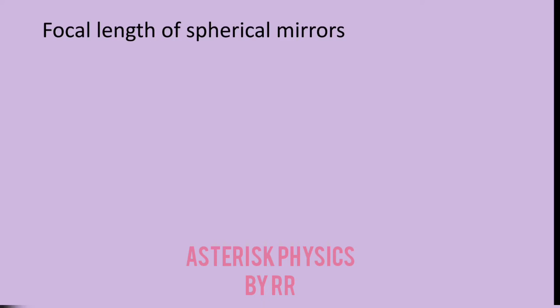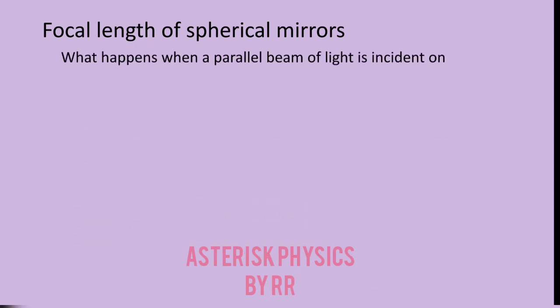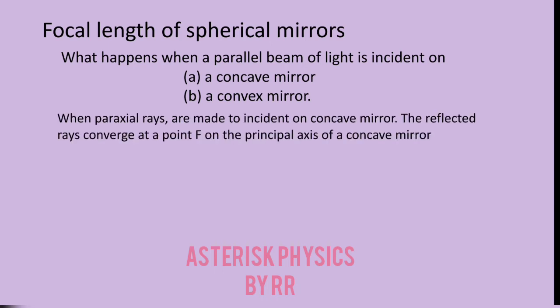Now, the focal length of a spherical mirror, another important aspect. For that, let us see what happens. A parallel beam of light is made to be incident on a concave mirror and a convex mirror. When paraxial rays are made to be incident on a concave mirror, paraxial rays means those rays which make a very small angle with the principal axis, or those rays which will be incident at points very near to the pole of the mirror. Such rays are called paraxial rays.